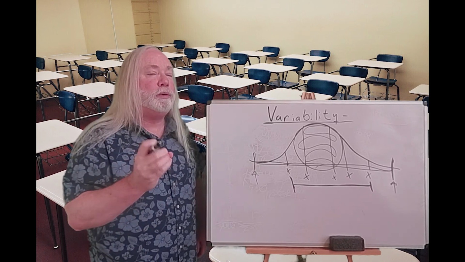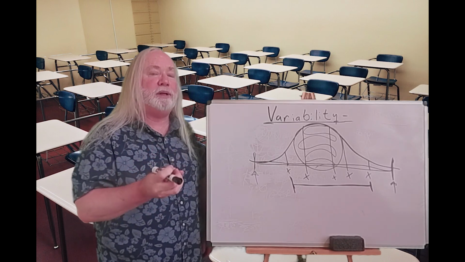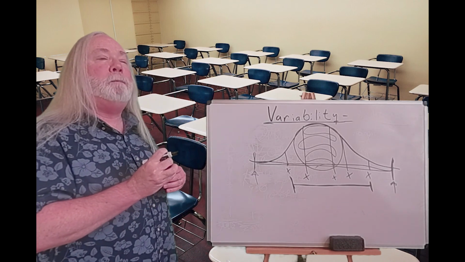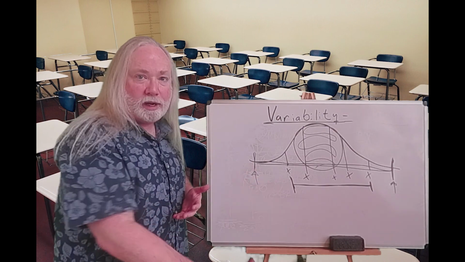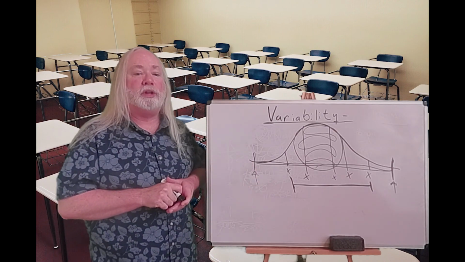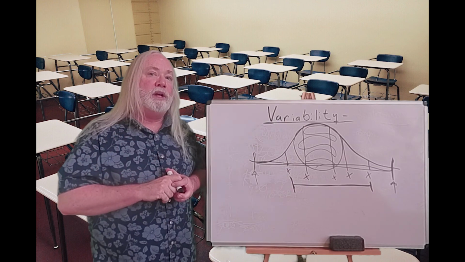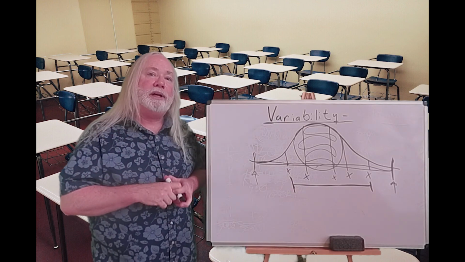We have to make this little correction, if you will, this little adjustment, so that our measure of variability for the sample is a better estimate of the population. That's really what we're looking for here. So as a result, the math has to be just a little bit different. So we'll see how those formulas change in the next clip.